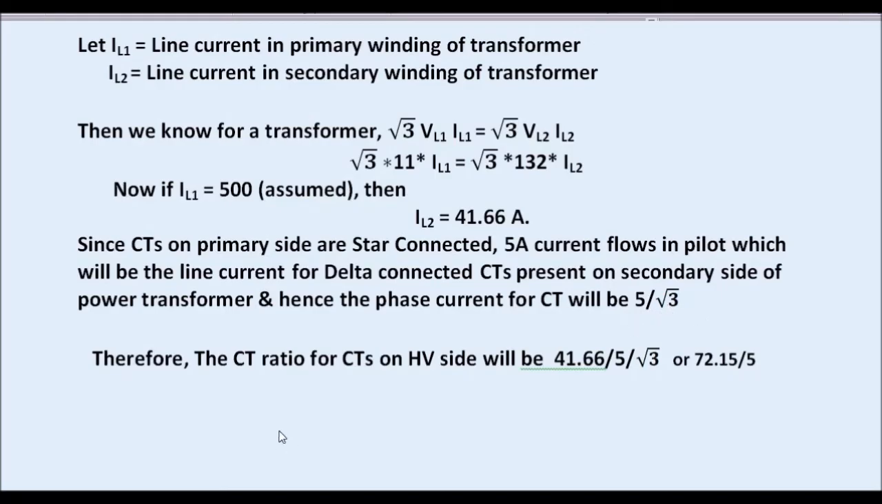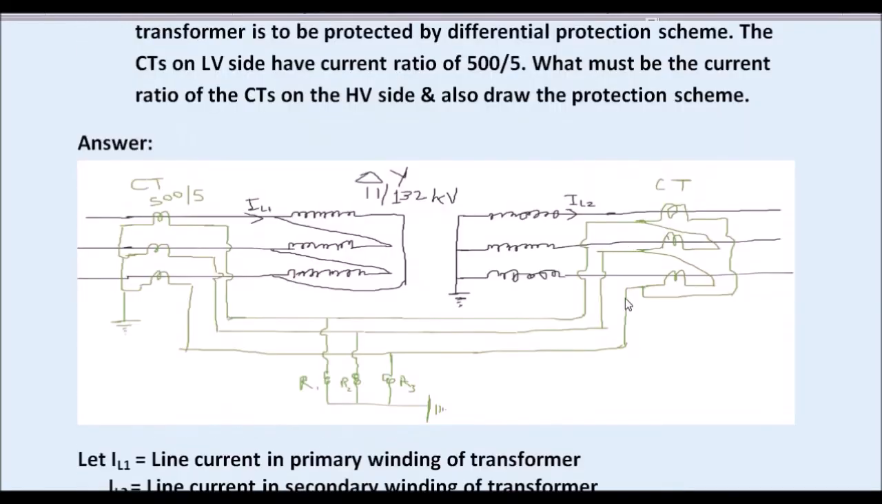Therefore, the CT ratio for the CTs on the HV side will be 41.66 upon 5 by root 3, or it is 72.15 by 5 ampere. That is root 3 multiplied by 41.66. So a 72.15 by 5 ampere CT will be required on the high voltage side of the power transformer.